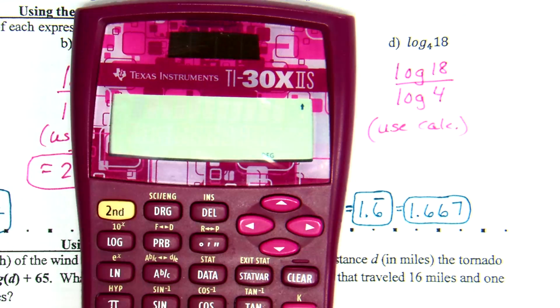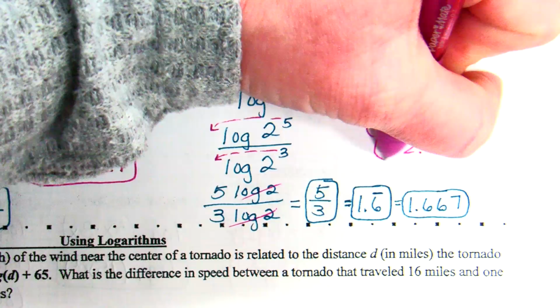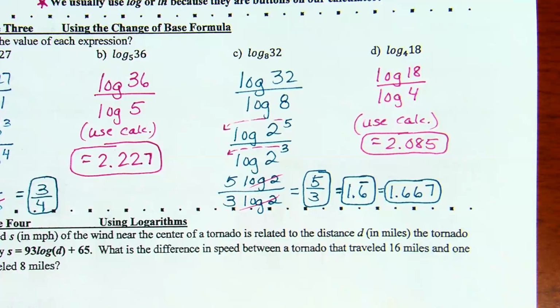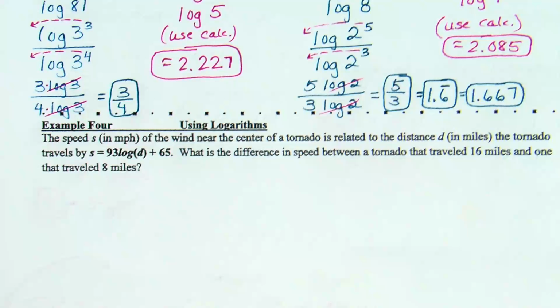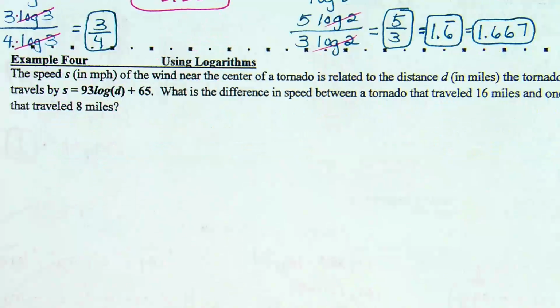Okay, one last thing for today. That is this problem down here. We can skip this one. The speed s in miles per hour of the wind near the center of a tornado is related to the distance d in miles the tornado travels by S equals 93 log d plus 65. What is the difference in speed between a tornado that travels 16 miles and one that traveled 8 miles?